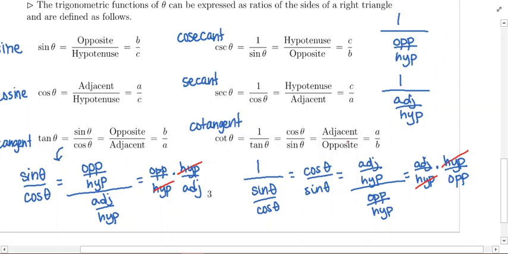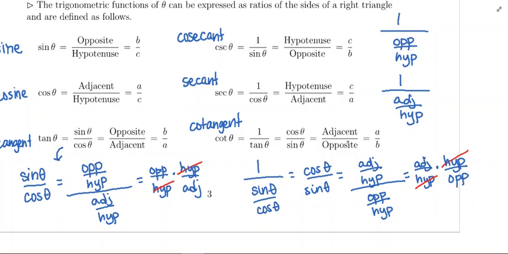So again, you have to know both representations of cotangent, or actually there's 3 here. Cotangent, you can think of it as 1 over tangent, cosine over sine, and adjacent over opposite.